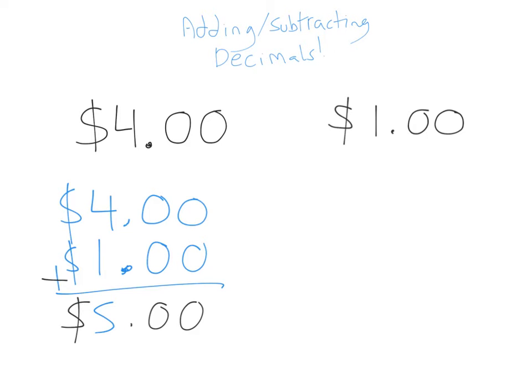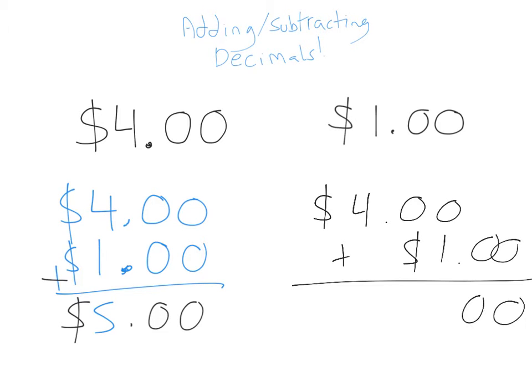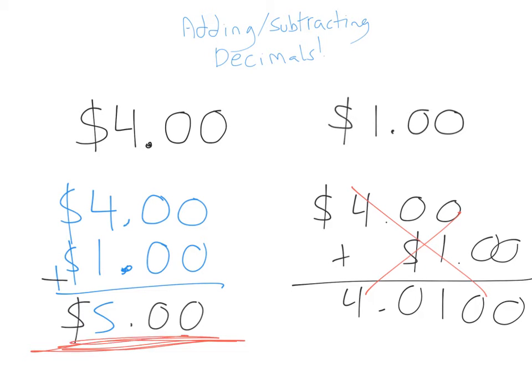If I took those same numbers and wrote it kind of sloppy like this, okay, $4 plus $1 equals 1 0 decimal. I have some weird number here. I only have $4.01 is what I've got there, because I have not lined up my decimals. So this is wrong. We know $4 plus $1 should equal $5.